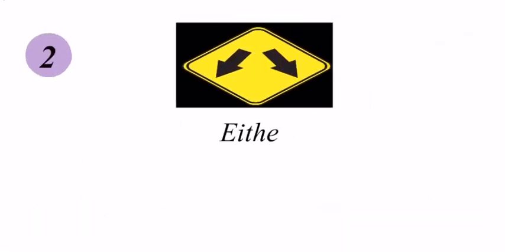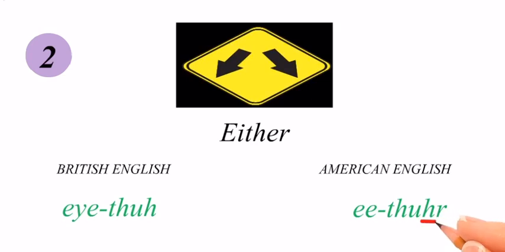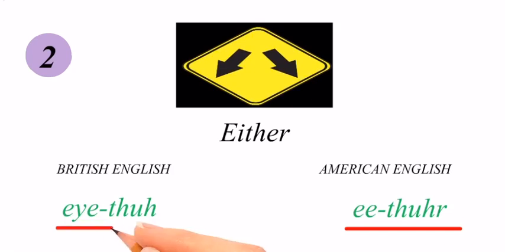Next word, number 2. How do we pronounce it? In British English we pronounce it as either, and in American English we pronounce it as either. Focus on the R sound in American pronunciation. It's either, either. And in British pronunciation we hardly use any R sound at the last. It's either, either. There is no R sound.